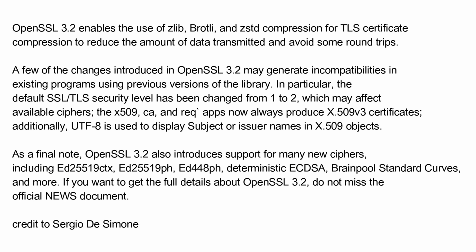A few of the changes introduced in OpenSSL 3.2 may generate incompatibilities in existing programs using previous versions of the library. In particular, the default SSL/TLS security level has been changed from 1 to 2, which may affect available ciphers. The X509, CA, and REQ apps now always produce X.509 v3 certificates. Additionally, UTF-8 is used to display subject or issuer names in X.509 objects.